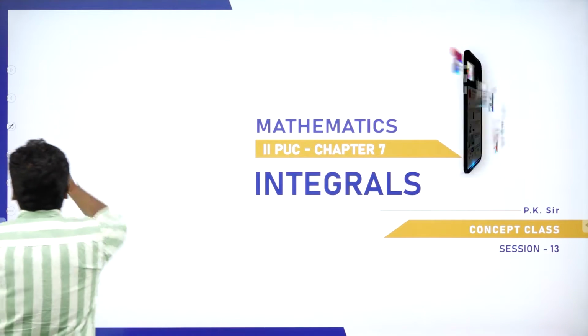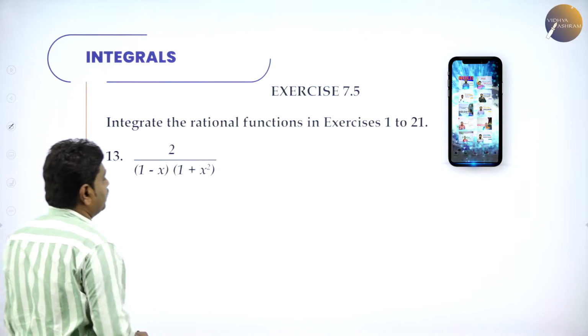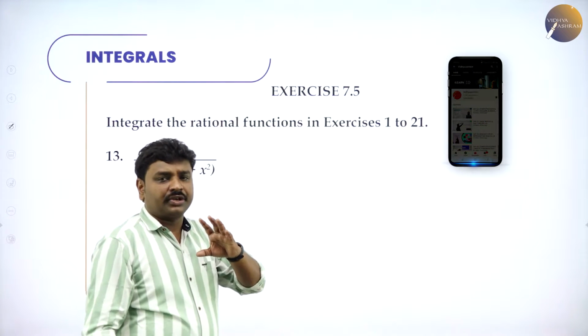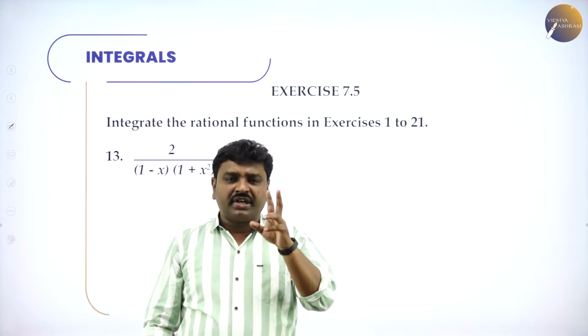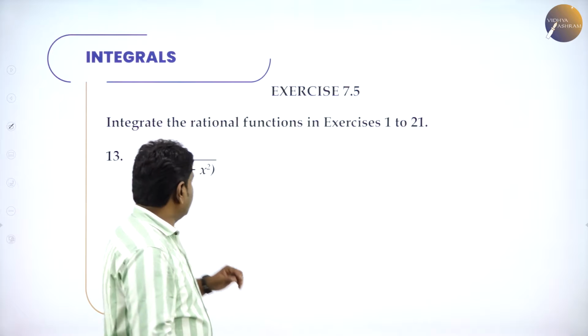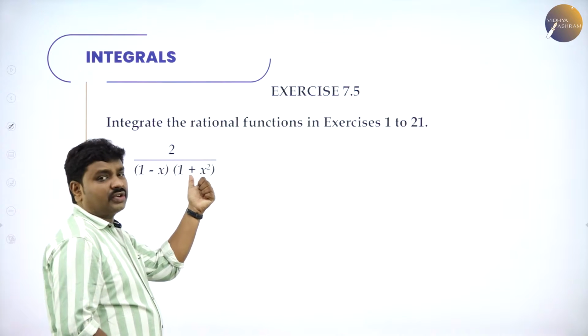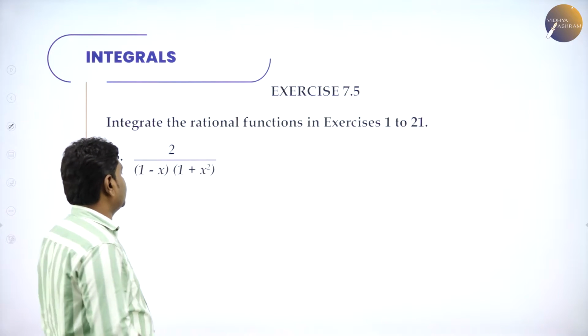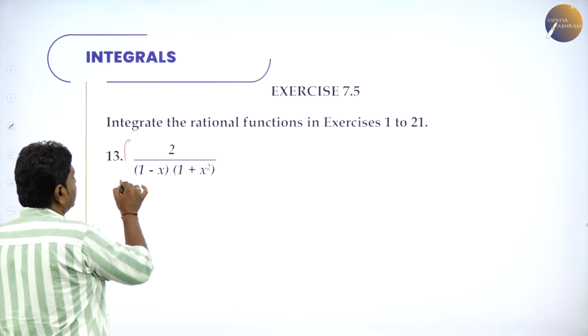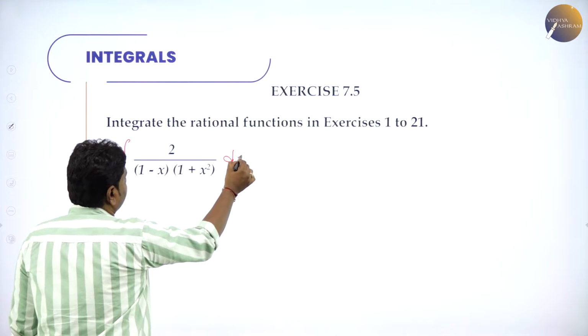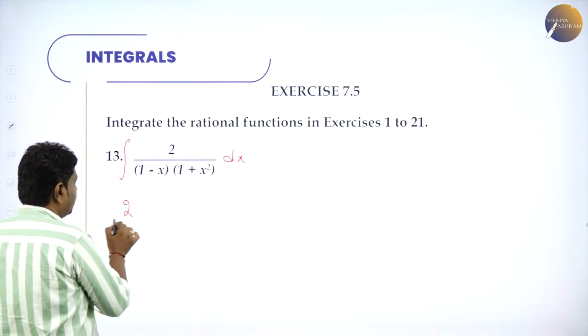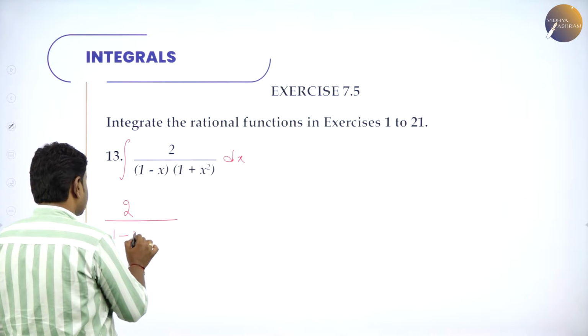So now in integrals, we have partial fractions of type 2. Type 1 I taught you, where we have degree 1 factors. Now you have one factor which you cannot factorize. It's a quadratic equation. So they want you to integrate this with respect to what? X. In order to do that, first take 2 divided by 1 minus x.